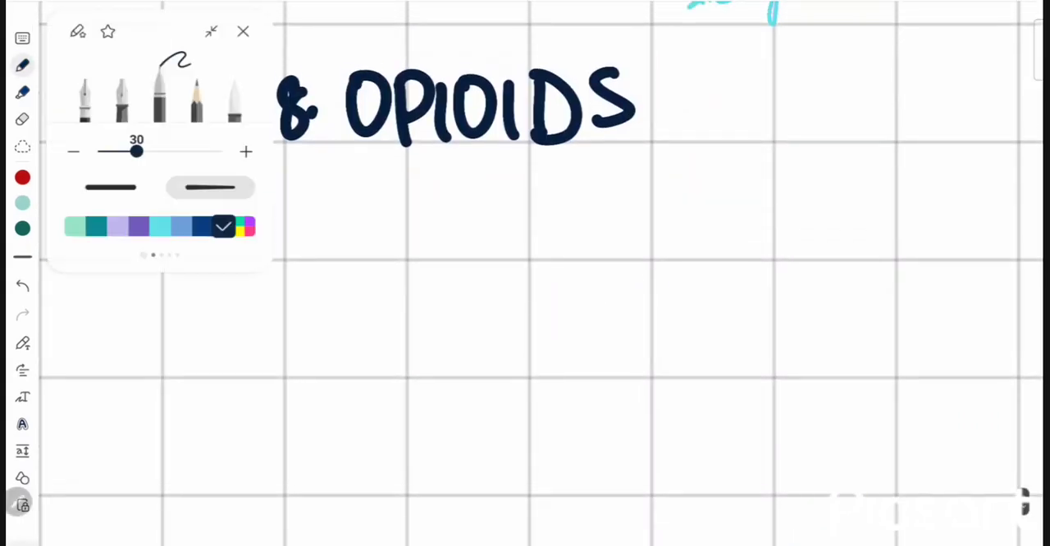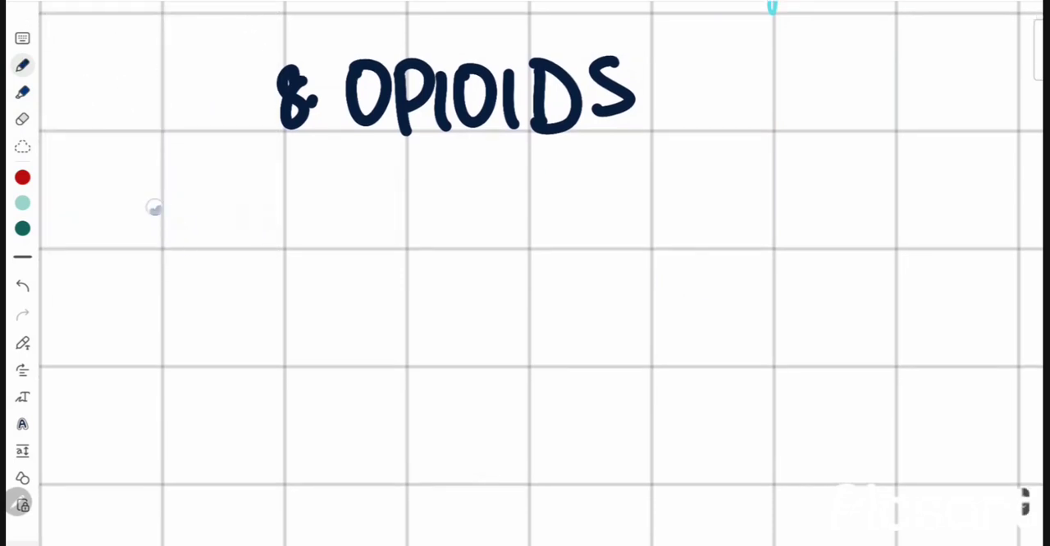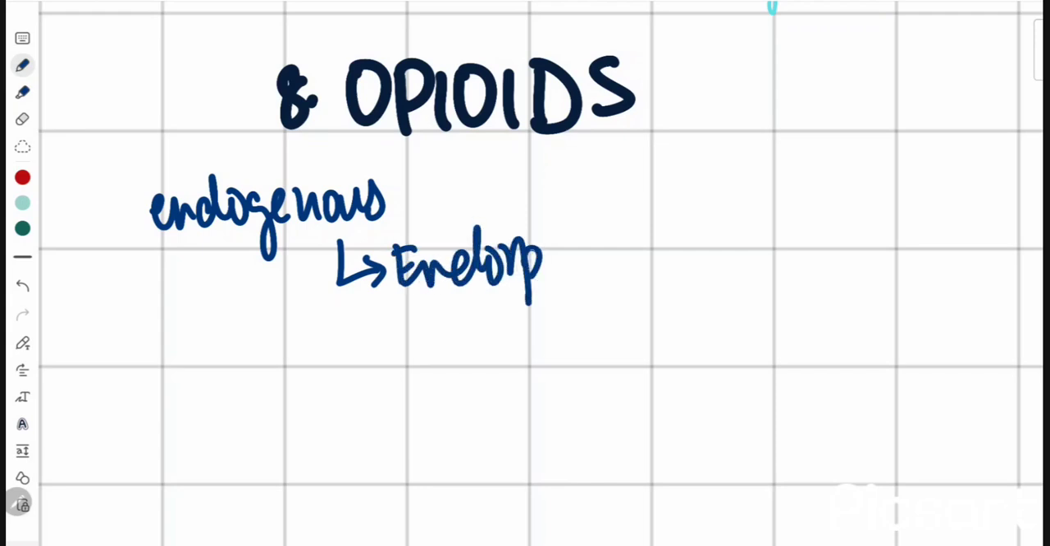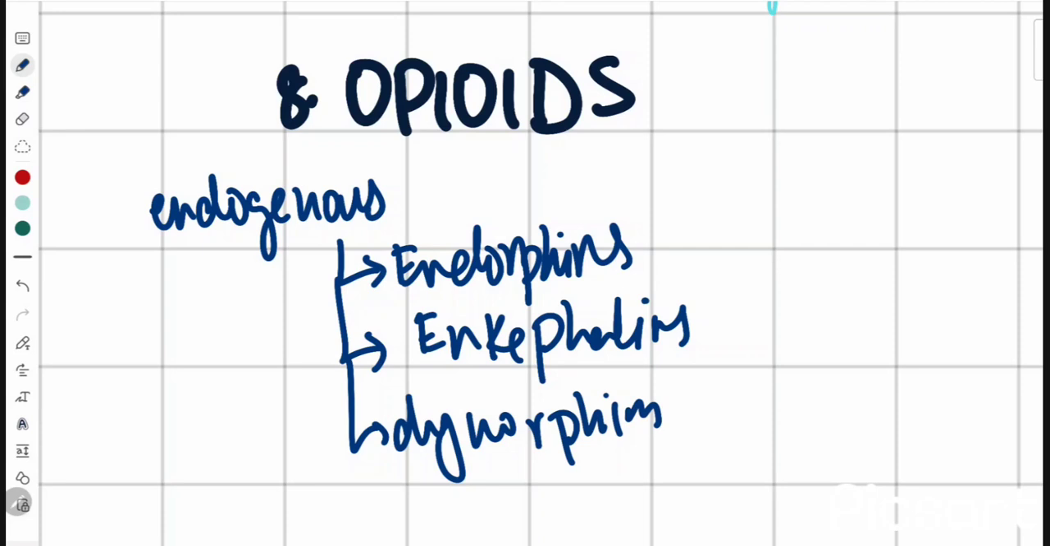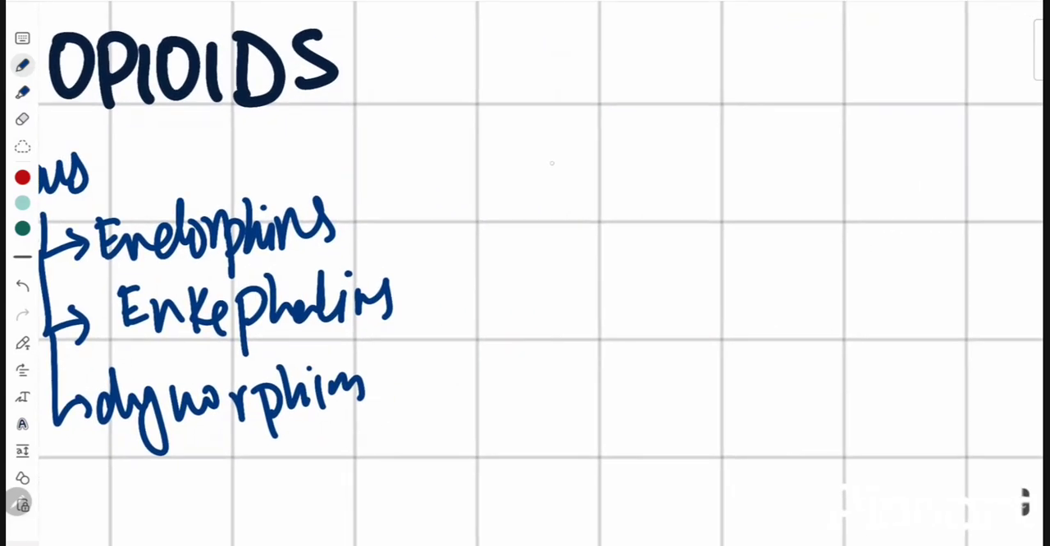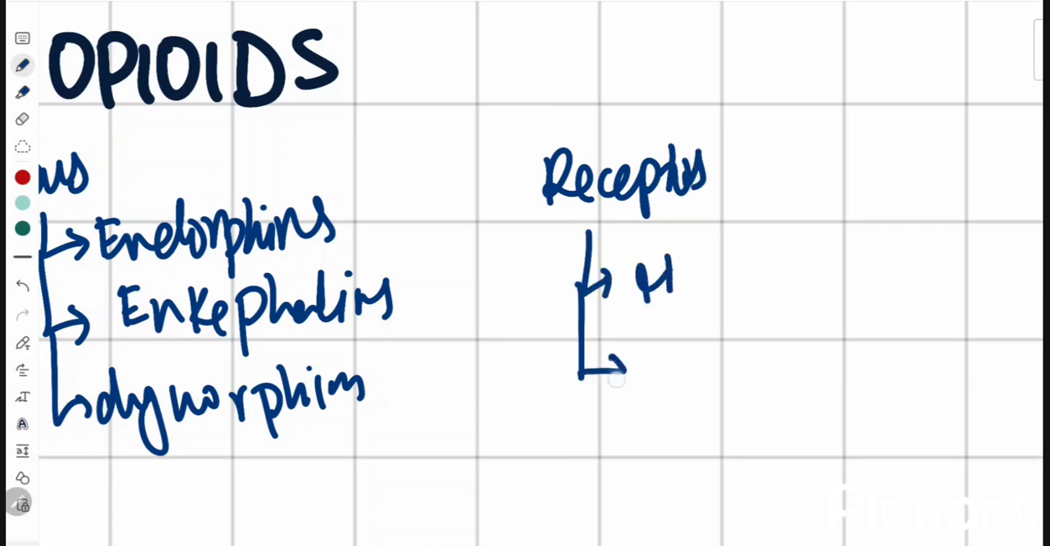And in opioids, first we need to talk about the 3 endogenous families and the receptors. So the endogenous families are endorphins and enkephalins and dynorphins. So these are endogenous, and of course opioids are exogenous. And receptors are mu receptors, kappa and delta.